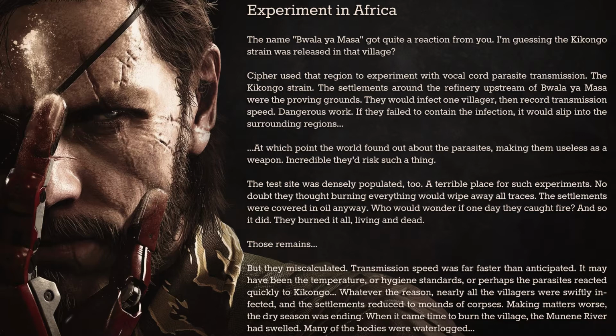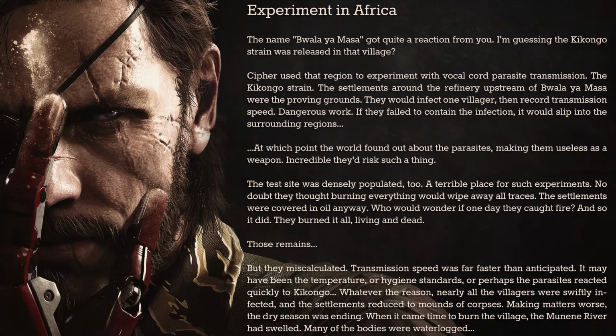Incredible they'd risk such a thing. The test site was densely populated too. A terrible place for such experiments. No doubt, they thought burning everything would wipe away all traces. The settlements were covered in soil anyway. Who would wonder if one day they caught fire? And so it did. They burned it all, living and dead. Those remains. But they miscalculated.